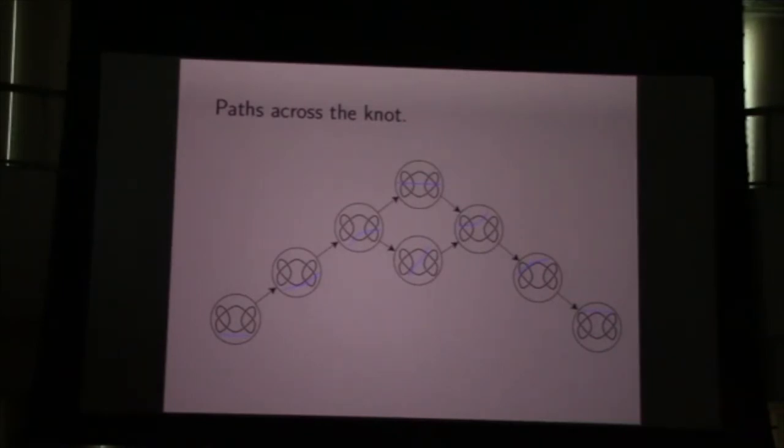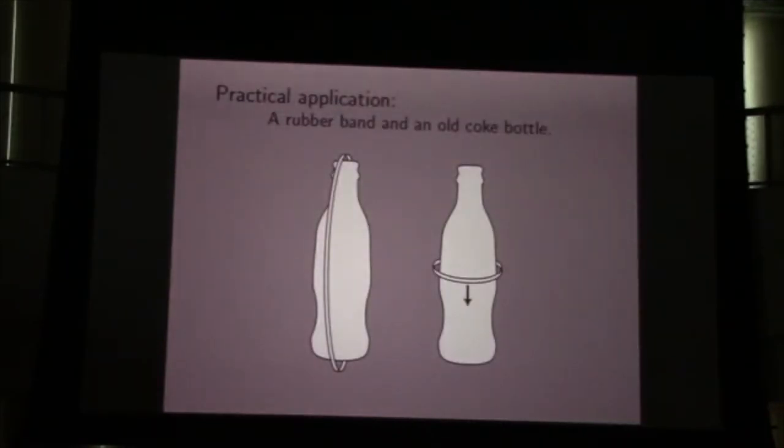Okay, so here's a practical application of this. Let's find a bottleneck on a Coke bottle. We start off with a rubber band, and we want to stretch the rubber band over the Coke bottle in a way that stretches the rubber band as little as possible. This is the sort of spinning thing.